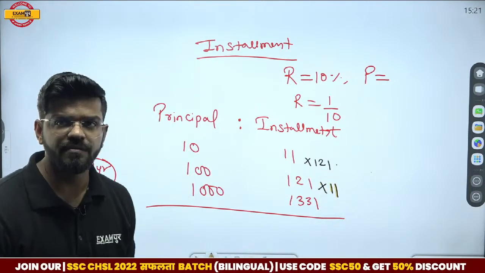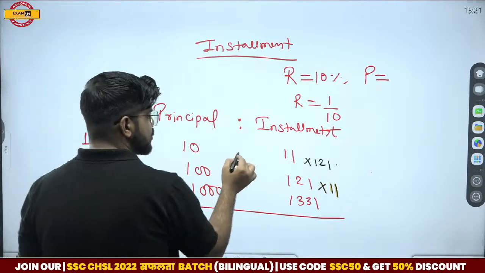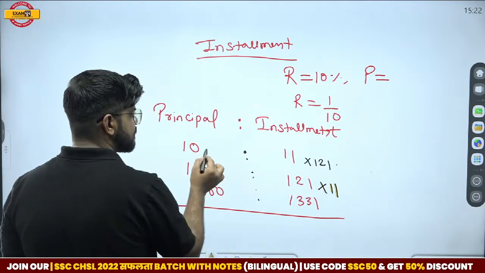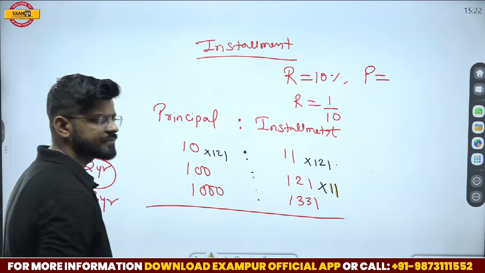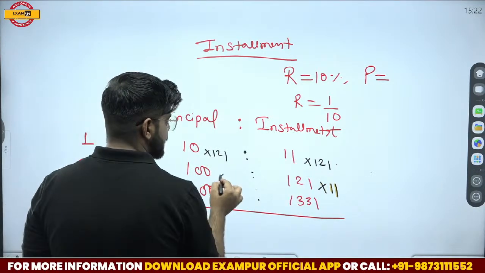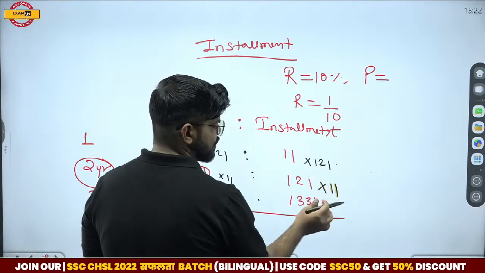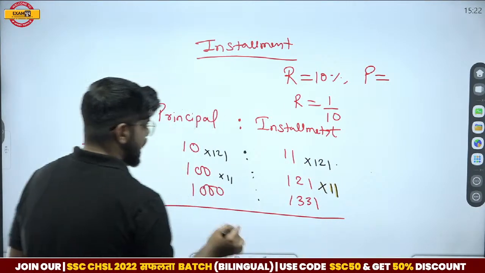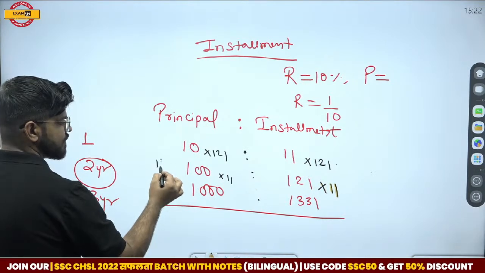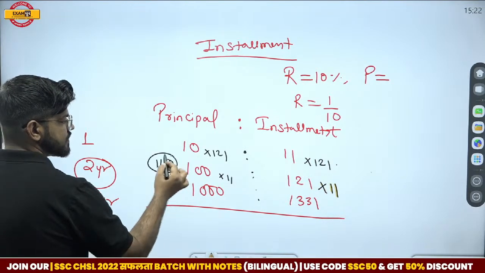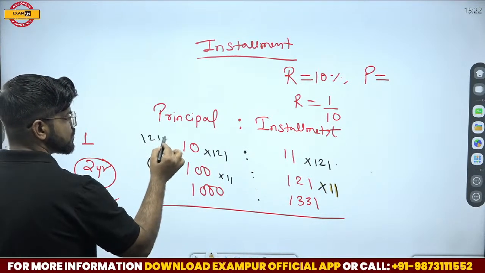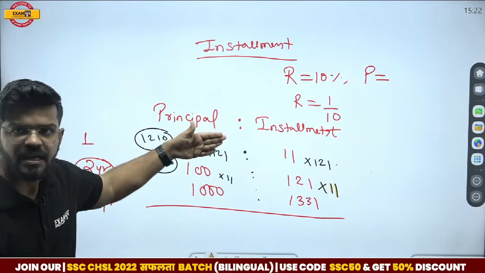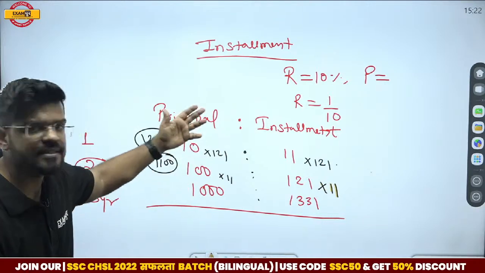You know that these are in ratio. So if we are multiplying here, we should also multiply here. Here we don't have to multiply because we are making it 1331 only. But here we have to multiply. This will become 1100. This will become 1210. Now if you add up all these, you will get the principal.